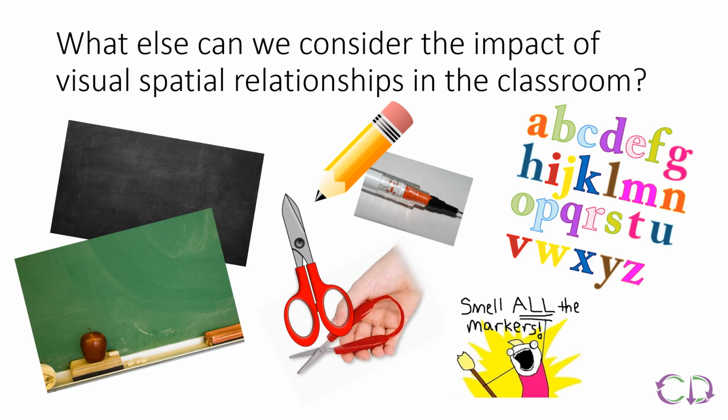What else should we consider that might impact the visual-spatial relationships in the classroom? Are we doing a chalkboard, a whiteboard, a blackboard? What kind of scissors, pencils, markers are we using? What kind of font is being used? And how does that impact the child? What do you see? What do you notice? Ask the child. Figure out what's causing them stress.